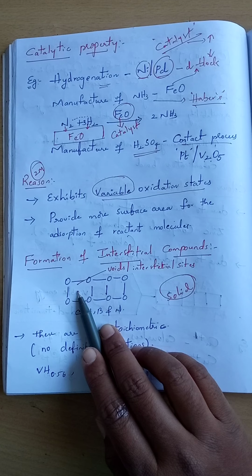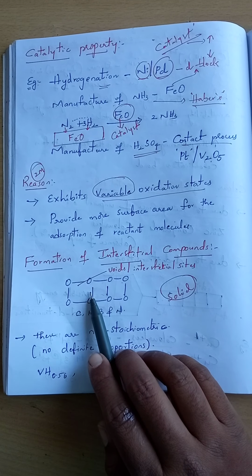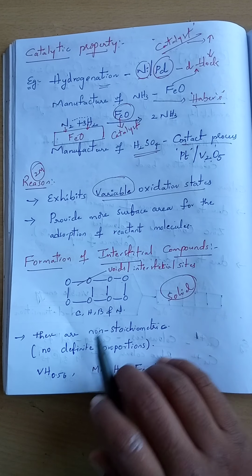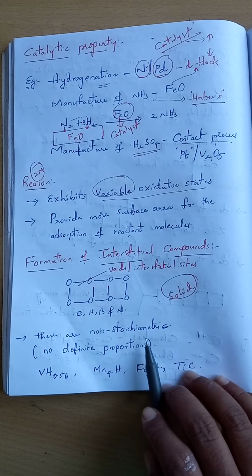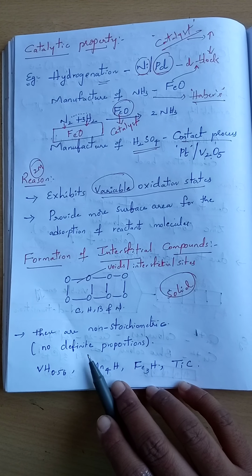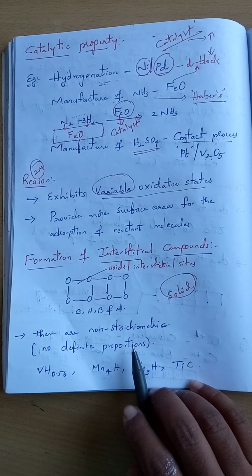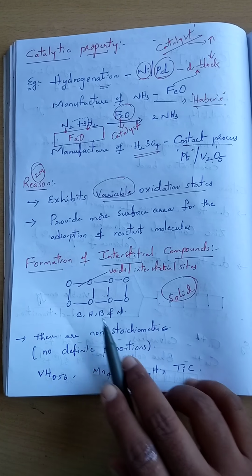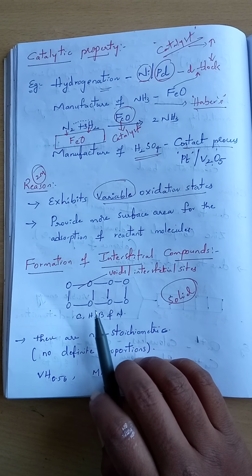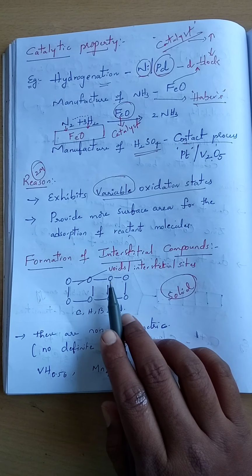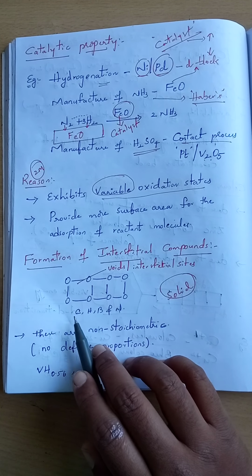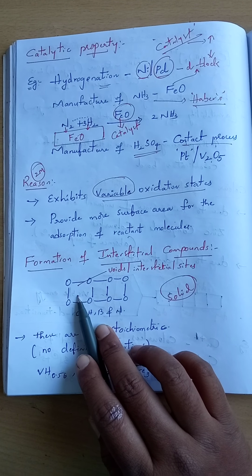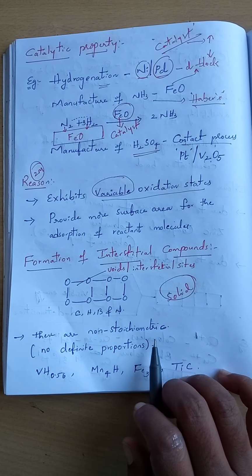Now these voids or interstitial sites are occupied by small atoms such as carbon, hydrogen, boron and nitrogen. But these are non-stoichiometric. That means they don't have any definite proportions. That's why they are non-stoichiometric. So that means here solid state molecules are providing some interstitial spaces which are known as voids. In such voids, small atoms like carbon, hydrogen, boron, nitrogen are going to arrange in non-stoichiometric ratios.